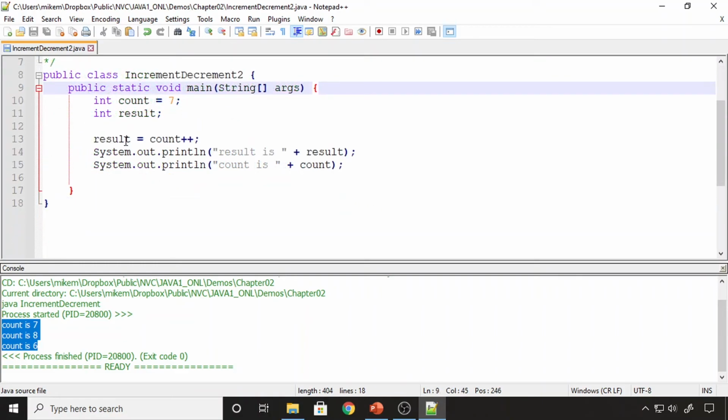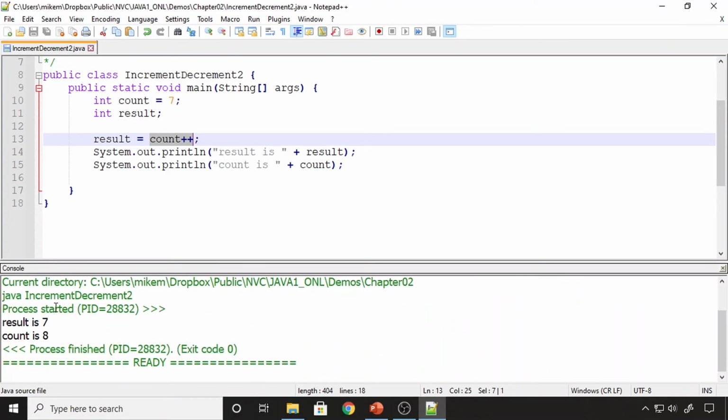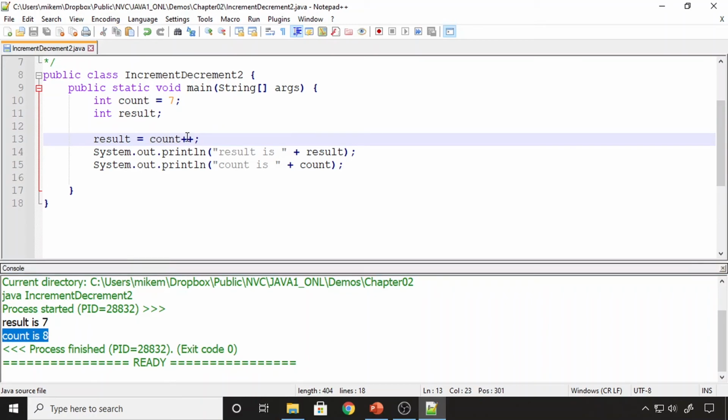I have result, and I set it equal to count plus plus. Because this is a post increment, Java is not going to change the value of count until after this line is complete. If the current value of count is 7, 7 will be assigned to result, but count would be changed to 8 after this line is complete. So I'm going to go ahead and compile and run and see our results, and you can see that result is 7 and count is 8, and the reason that happened is because the post changes the value of count after the line is complete.